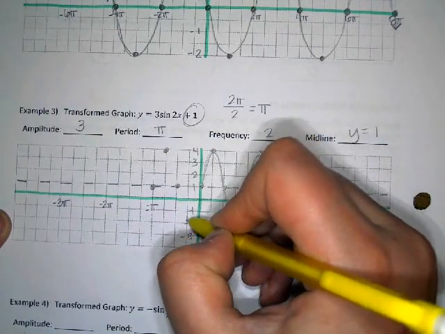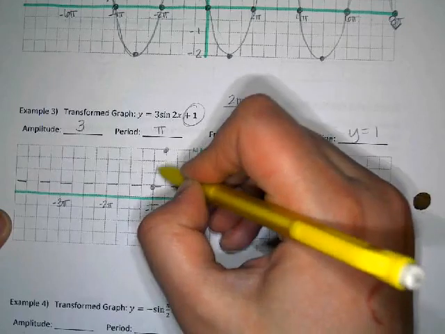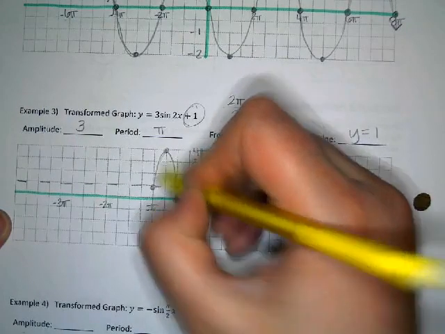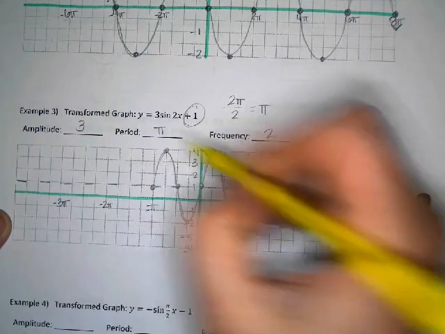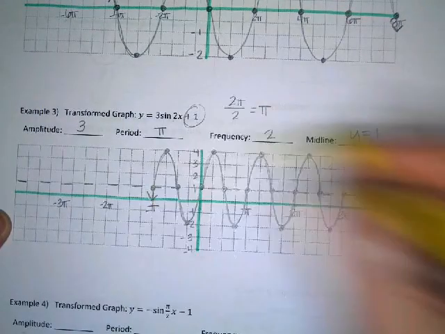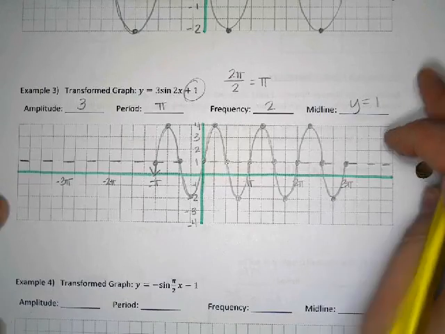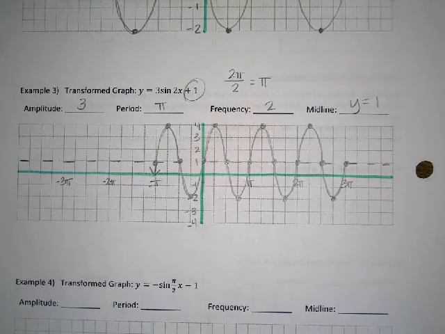Okay. How do we feel? We good? Okay. All right, let's try this one. What is the amplitude? 1. Okay. Let's find the period for this one.